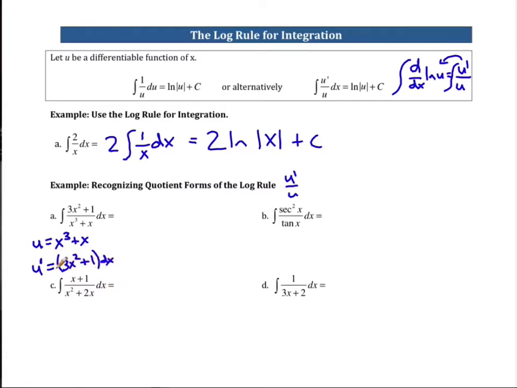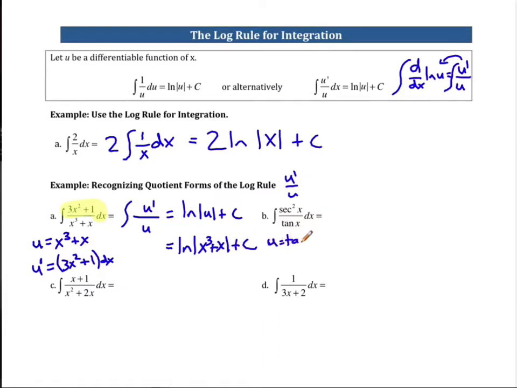Okay, and let's see if we can find u prime over u in this form. Here, I would see my u prime. So here we have the integral of u prime over u. And so we can go straight to the natural log of the absolute value of u plus c, and then substitute u back in. So this really equals the natural log of the absolute value of x cubed plus x plus c.